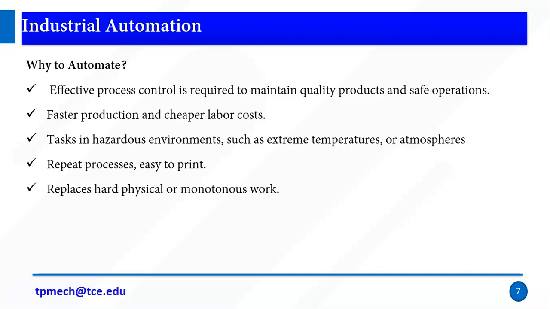So if manually a man fabricates or manufactures, for example, thousands of products per hour, if you do automate, it will fabricate more than 5,000. So productivity will be very high. So faster production and cheaper labor cost. The reason is we can reduce human intervention.